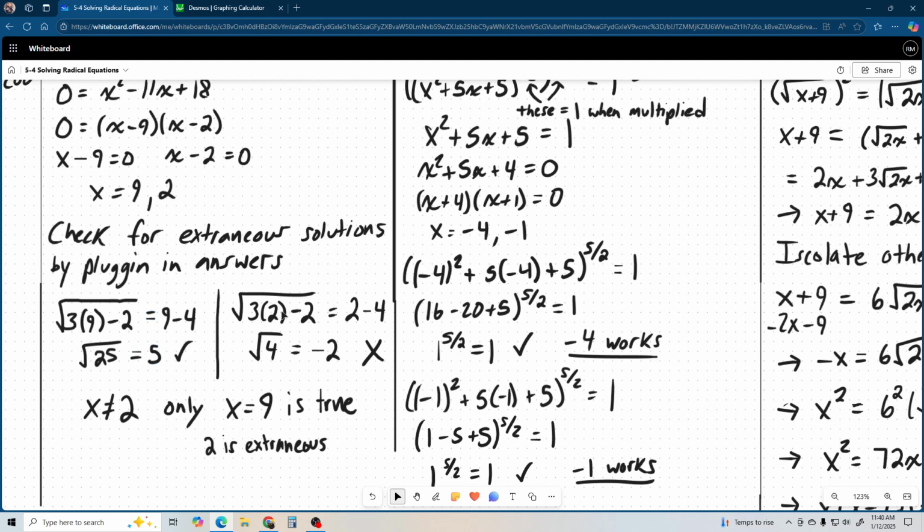But if we come over here, we get 3 times 2 minus 2 equals 2 minus 4, right? 3 times 2 is 6. 6 minus 2 is 4. So the square root of 4 equals negative 2, and it doesn't, right? The square root of 4 equals 2. So this doesn't work. 2 does not work as an answer. So 2 is what is known as extraneous, right? 9 is the proper answer. 2 is extraneous. And now let me show you why that happens, right?